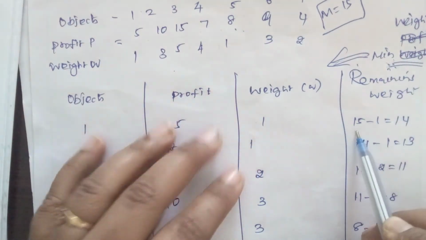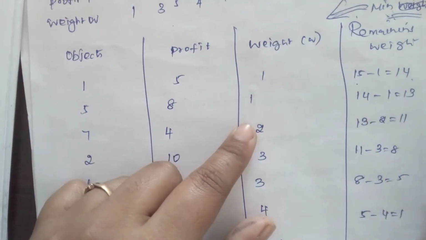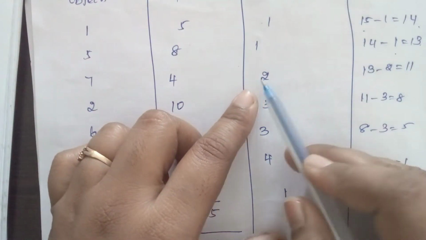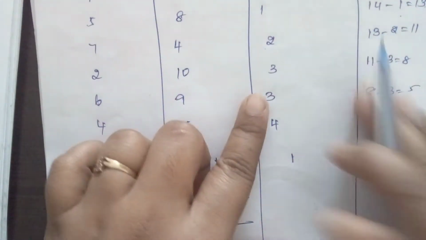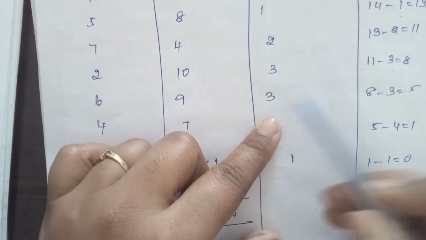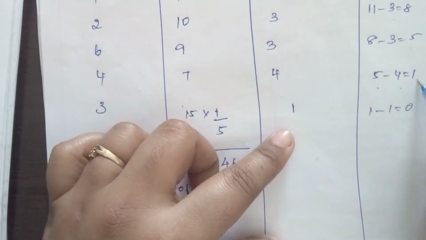See, the initial 15 minus 1, that is this weight I am subtracting here, it becomes 14. After that 14 minus 1, 13. Now 13 minus 2, 11. And 11 minus 3 becomes 8. After that 8 minus 3, what happens? It is 5. And then 5 minus 4, what happens? 1.